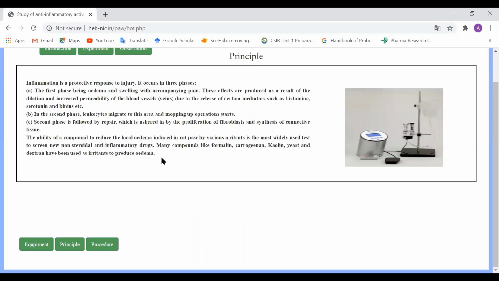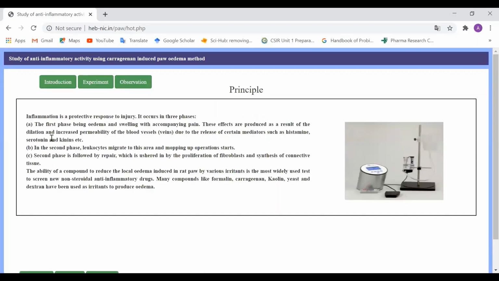Next, coming on to principle, as we all know that inflammation is a protective response to an injury. Basically, it is divided into three phases. First stage is when there is edema or swelling accompanied by the pain. It is due to vasodilation, due to which there is overflow of blood over the site of injury. There is release of some inflammatory mediators such as histamine, serotonin, kinin, etc., producing edema, swelling, and pain.